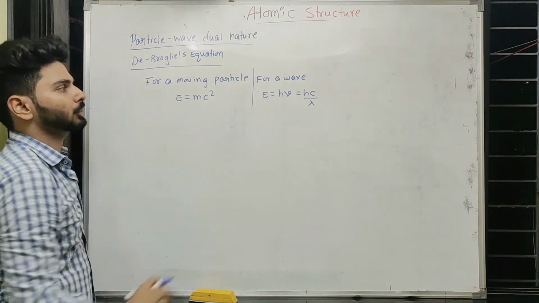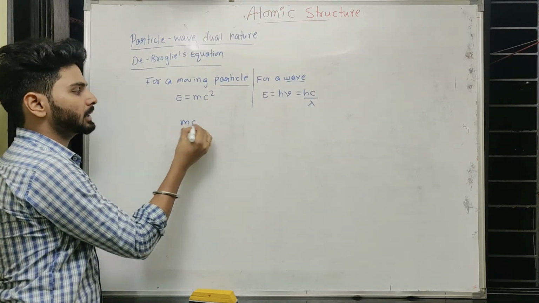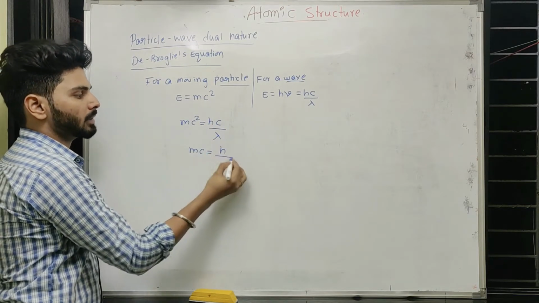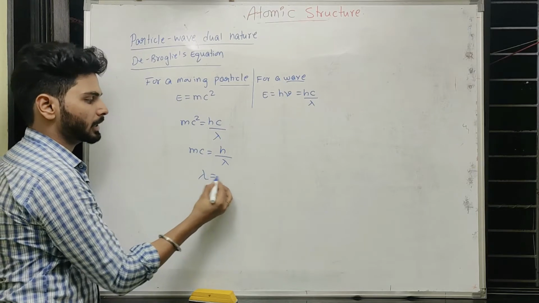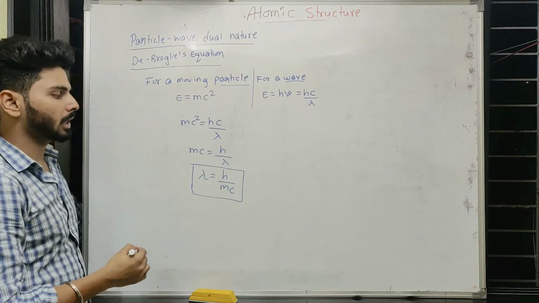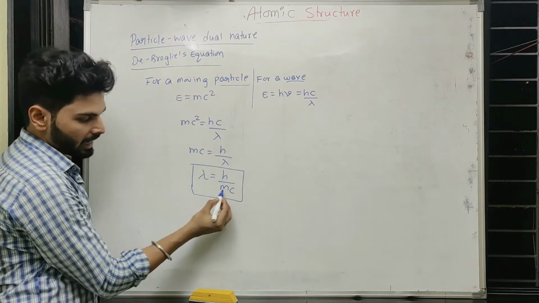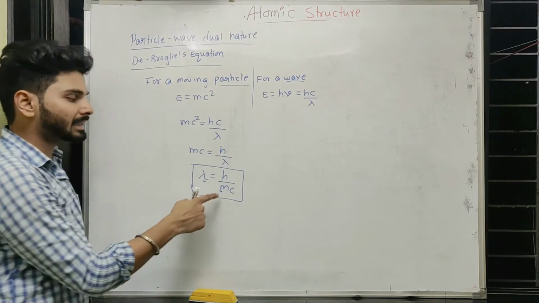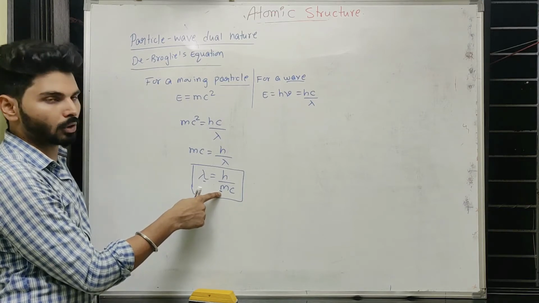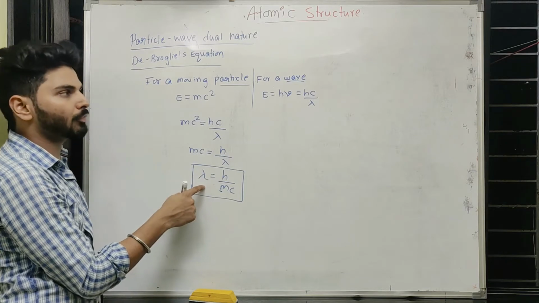So if I connect both of them, particle nature as well as wave nature, then what happens? mc square equals hc upon lambda, so m into c equals h upon lambda, and lambda is equal to h upon m into c. So we got an expression where lambda equals h upon m into c. This indicates that mass is actually a property of a particle, because waves do not have mass.